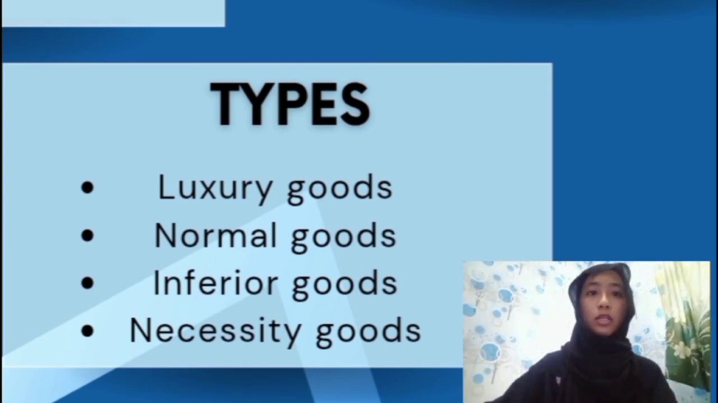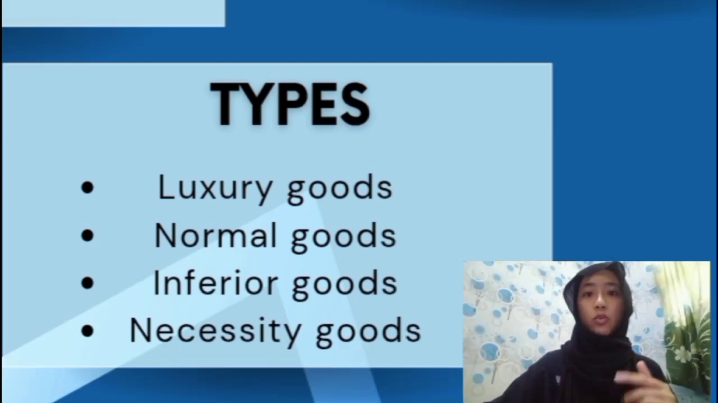So next is normal goods. Normal goods have inelastic income, which is YED between 0 and 1.